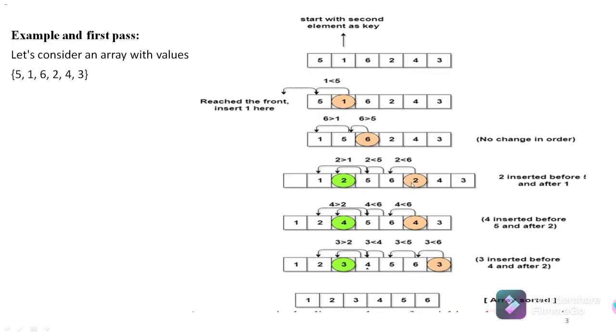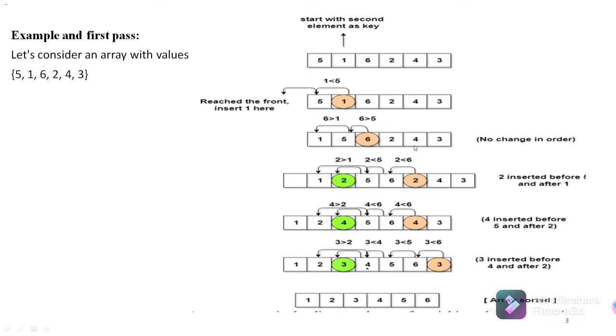There, 2 is the key element, compared with 6. The previous element is greater than 2, so 6 should be shifted one step right. Then the key element 2 is compared with its previous element 5. 5 is greater than 2, so whatever greater elements are there on its left side are shifted one step right. So 5 also shifted one step right, and 2 is compared with 1. 2 is greater than 1, so 2 should be inserted after 1 and before 5. So that's what we did.